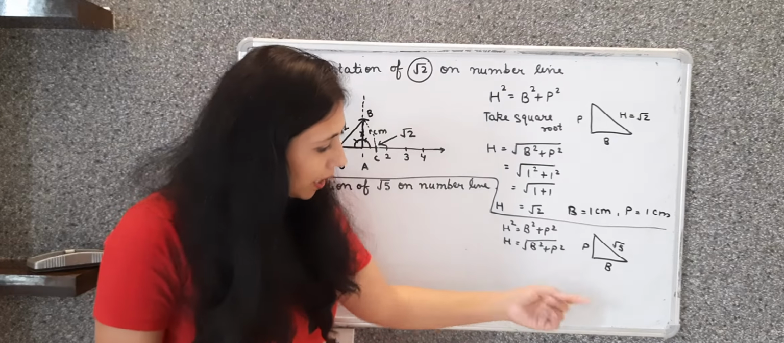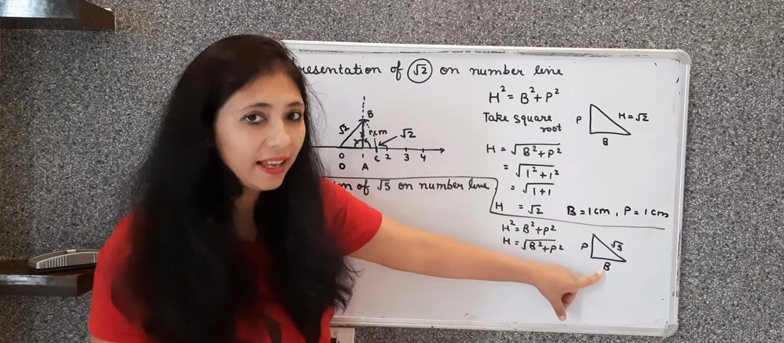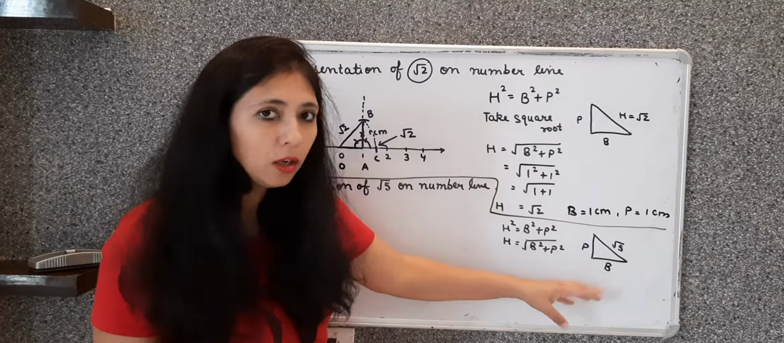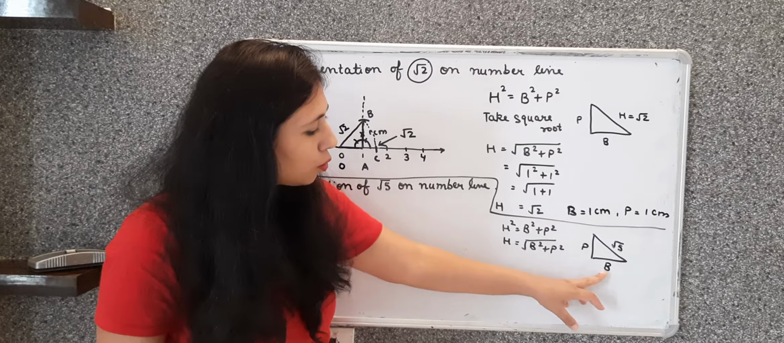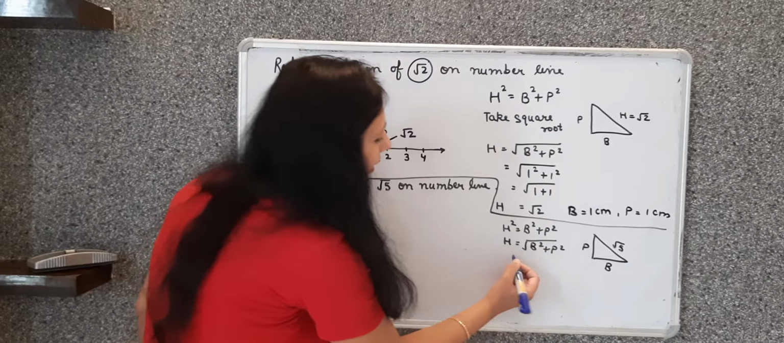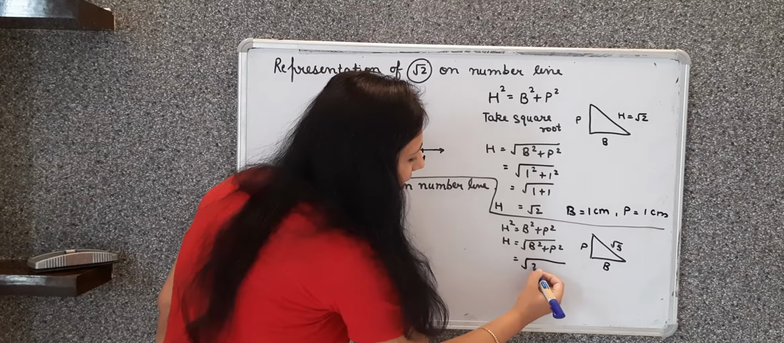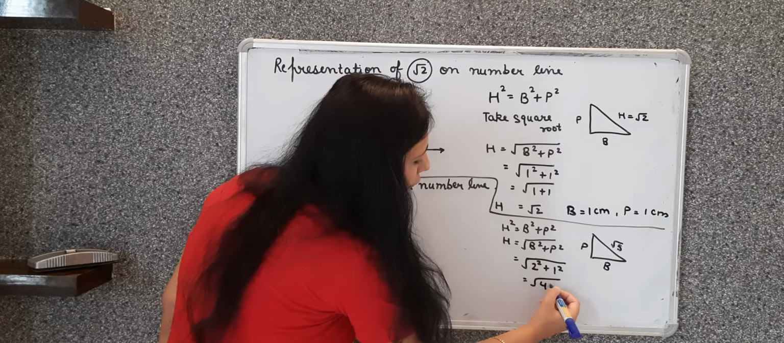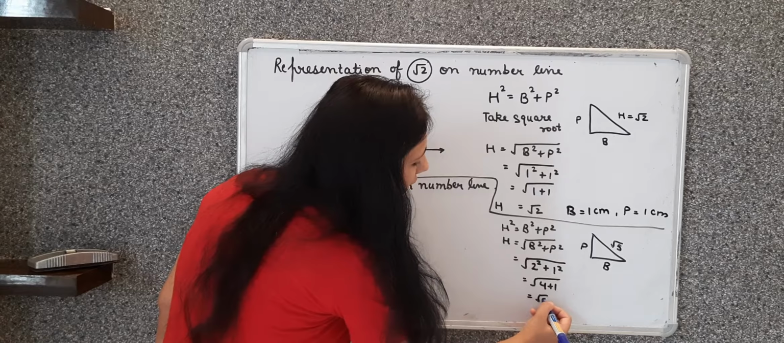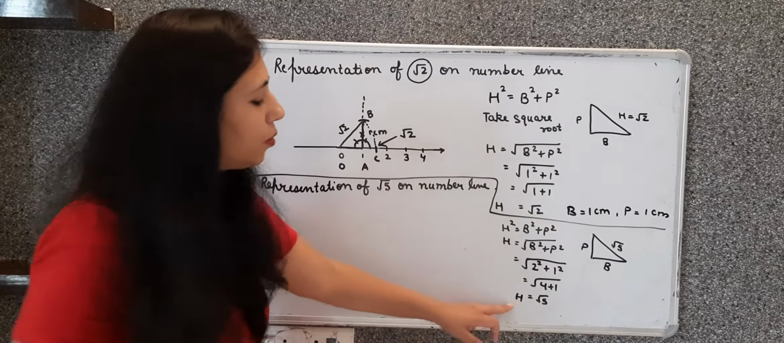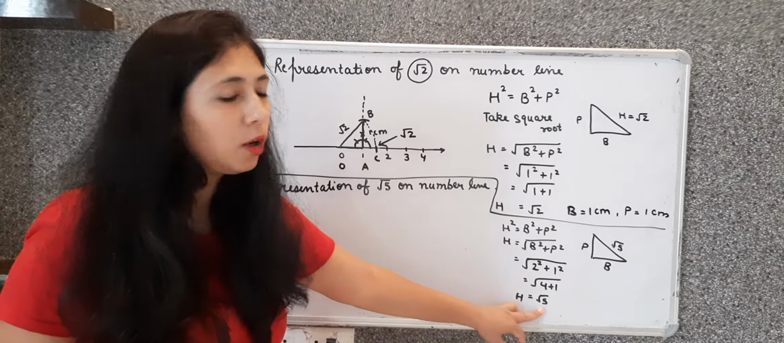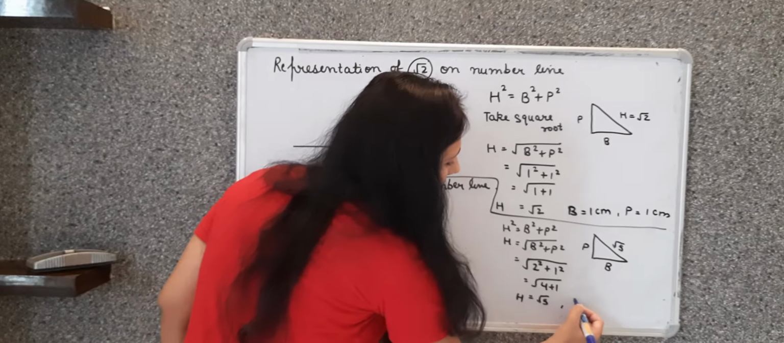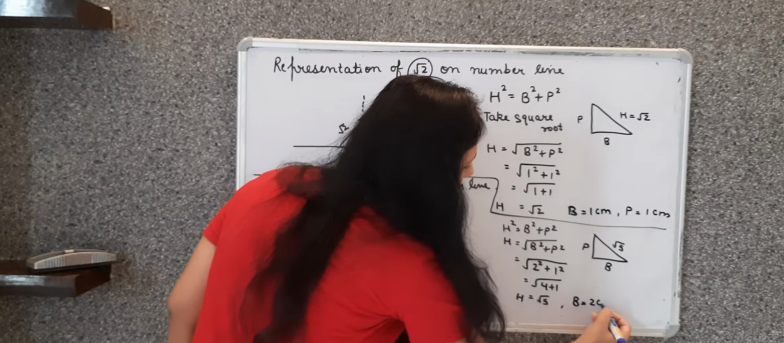So what comes to my mind is, if I take the value of b as 2 and p as 1, or I can take base as 1 and perpendicular as 2. Just check it. I am taking base as 2 and perpendicular as 1. So what am I getting? I am getting root of 4 plus 1, which is root 5. So I got hypotenuse as root 5. But for that I need base as 2 centimeter and perpendicular as 1 centimeter. So we'll start the procedure again.